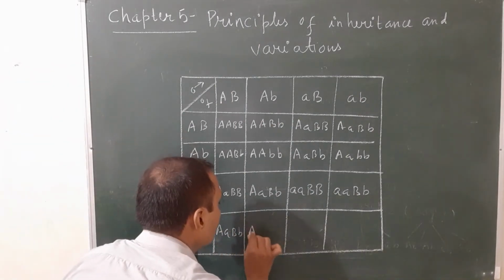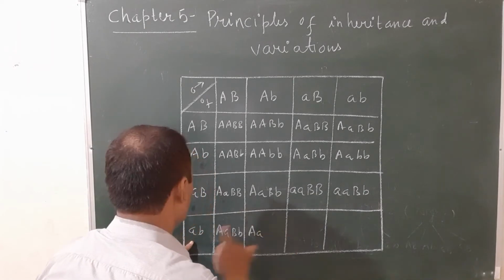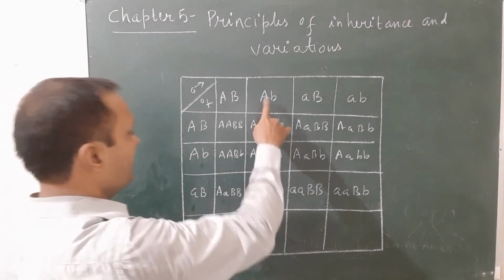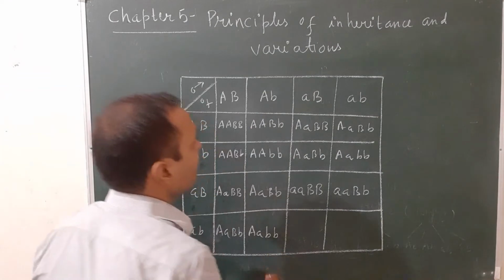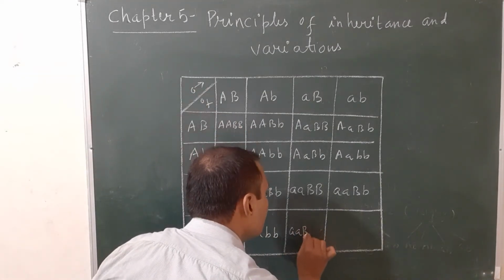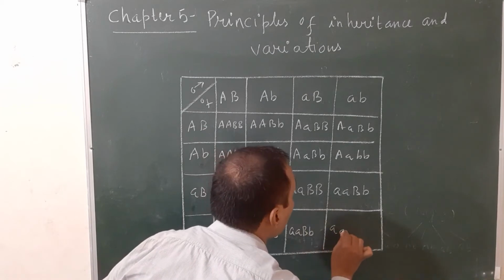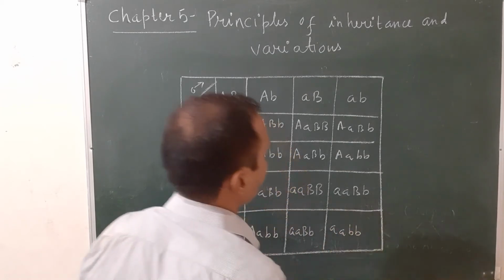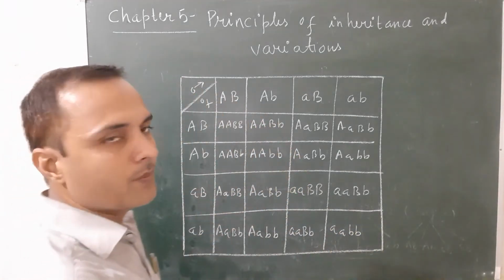Next, capital A, small a, capital B, small b. Next, small a, capital B, small b. And last one, small a, small b, small b. So let us see out of 16 combinations.